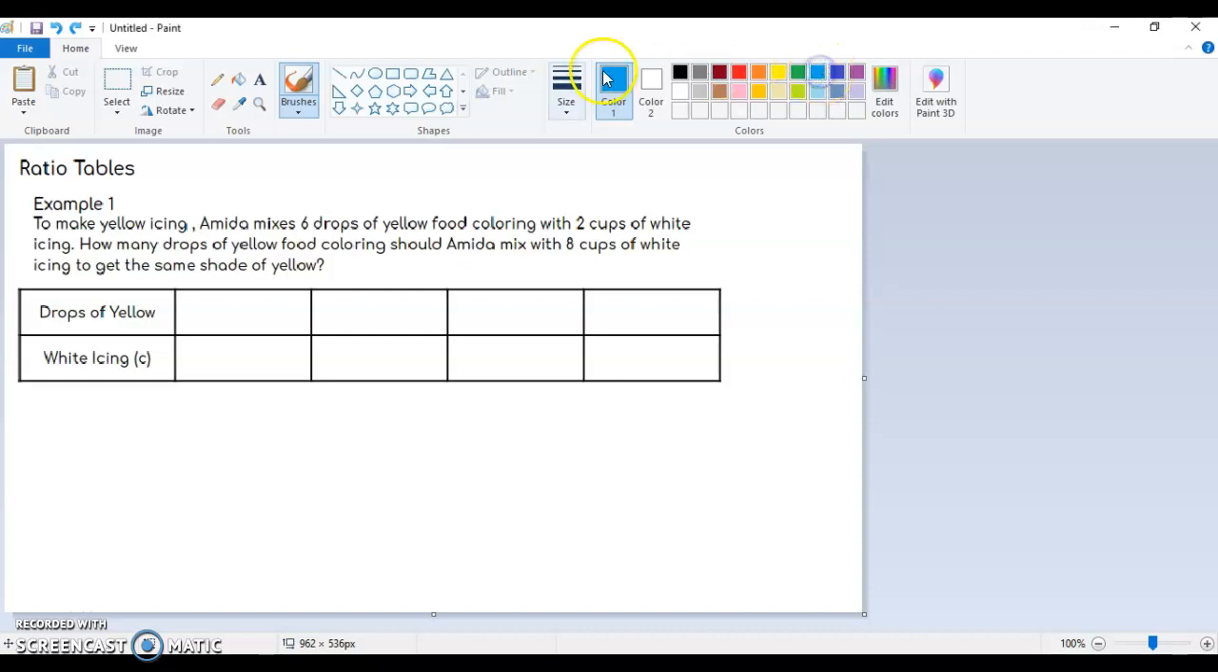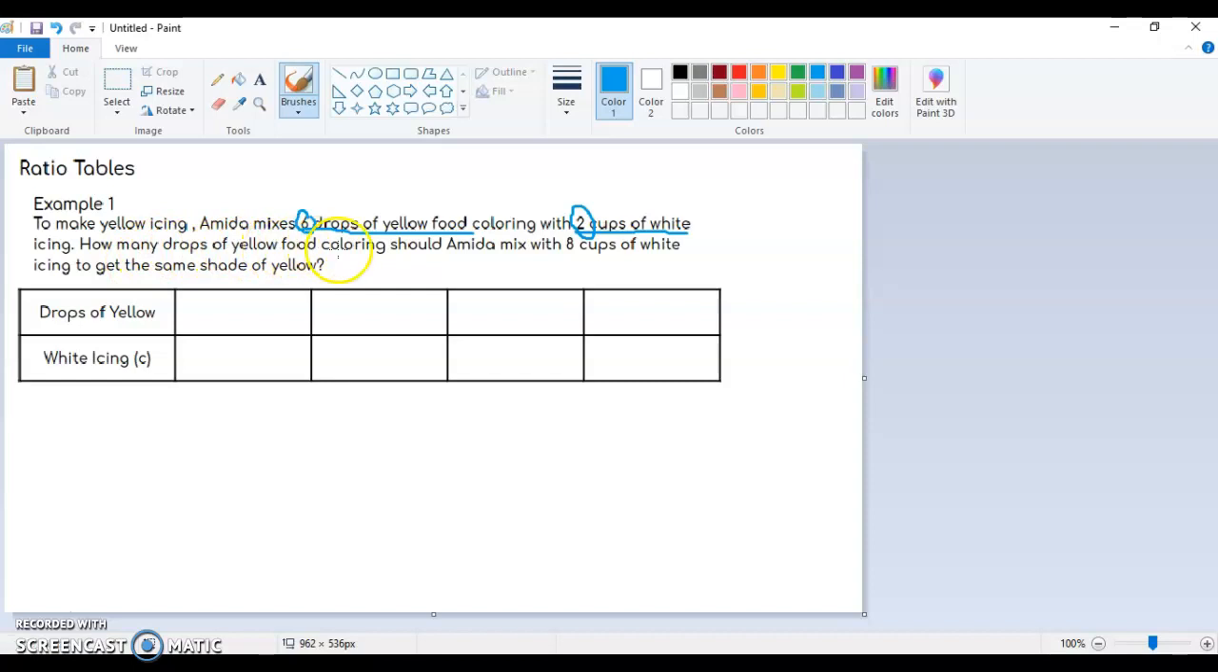Hello class, we're going to go ahead and work on some more equivalent ratios. Remember, those are ratios that name the same comparison and they reduce to the same thing. Okay? So to make yellow icing, Amid mixes 6 drops of yellow food coloring. Remember, I underline important things and circle numbers. With 2 cups of white icing.